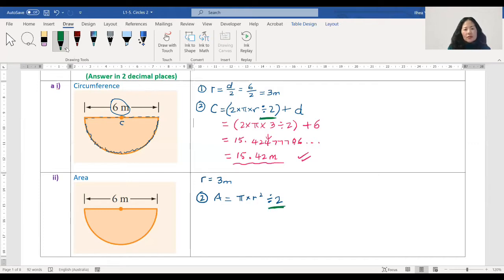So let's solve this one. It'll be pi times the radius 3 squared, and then divided by 2. Put it all in your calculator and you'll get 14.137... I just want 2 decimal places. Because the third place is 5 or bigger than 5, we'll round it up to the next, so 3 becomes 4. And the unit is meters squared because it's area.